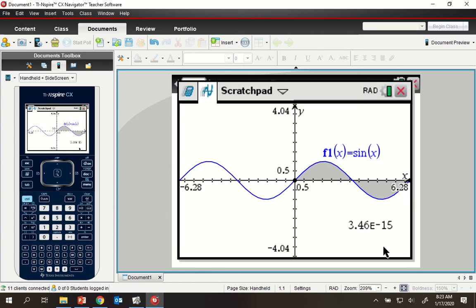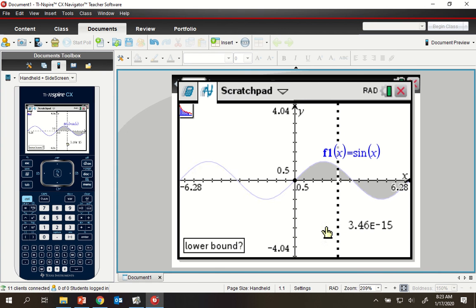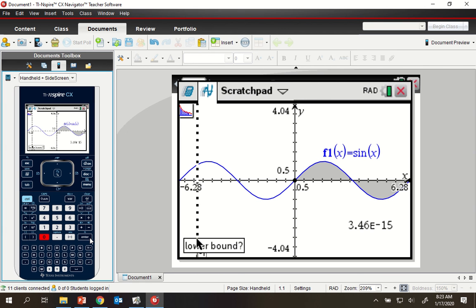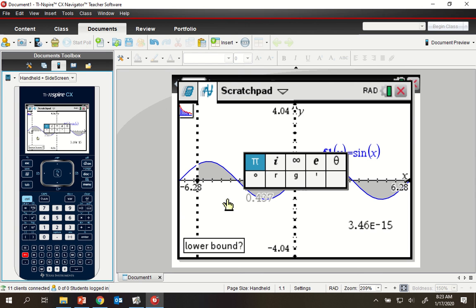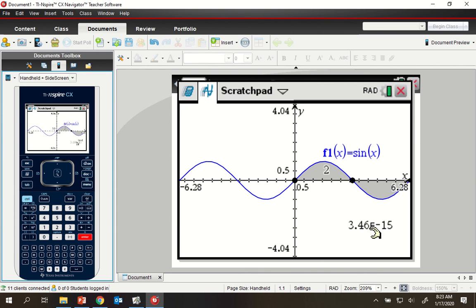So now I'm going to do it again, but I'm going to change my bounds. Menu, analyze graph, integral again, and we're starting at 0. And I'm just going to go to pi this time, instead of 2 pi. Hit enter. So my area now is just 2. So the area for that piece right there is positive 2.